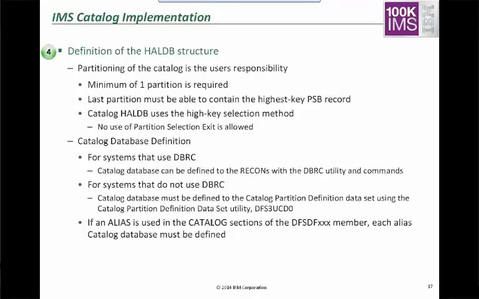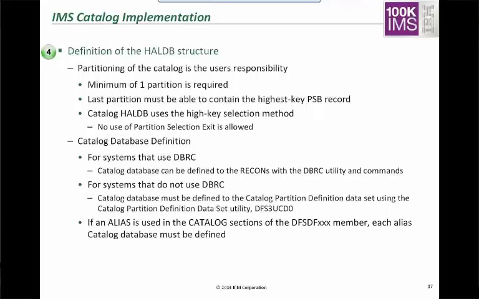Coming on to the next page, page 17, this is step number 4, defining the HALDB structure. You want to define the HALDB structure to IMS. Partitioning of the catalog is the user's responsibility. So every client, every customer out there is going to have a different size catalog. Somebody may have a huge catalog, somebody may have a medium-sized catalog. The number of partitions is going to vary from one customer to another. So you need to decide how many partitions you're going to have for your catalog. Of course, a minimum of 1 partition is required.